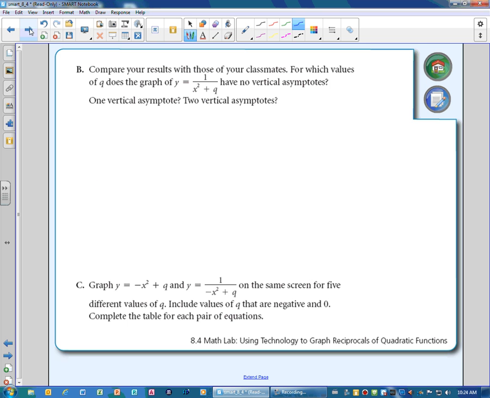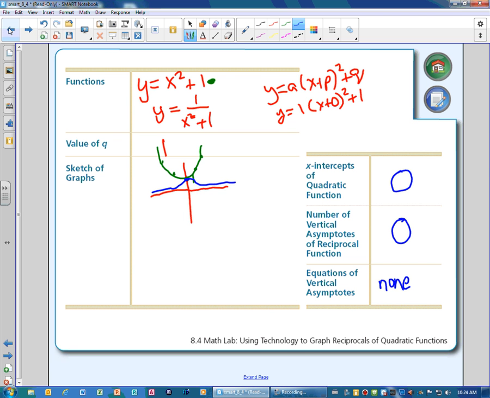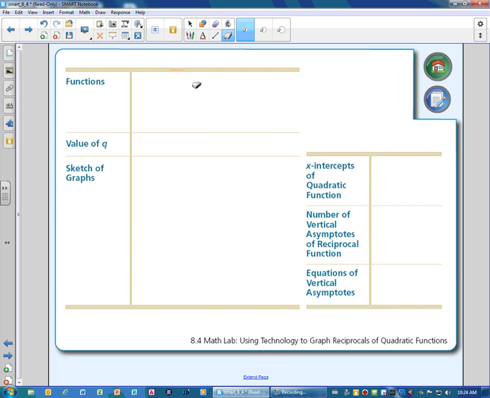Okay, below. Let's see. I'll erase this and we'll do another one. Underneath, let's try the equations y equals x squared and y equals 1 over x squared. So value of q, it would be back here. There's nothing there, so the value of q is 0.